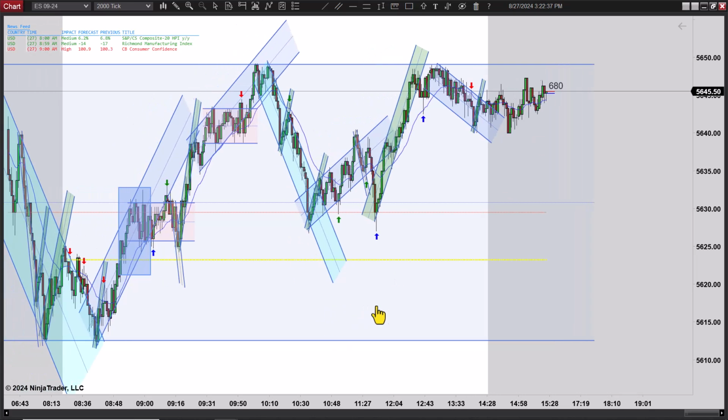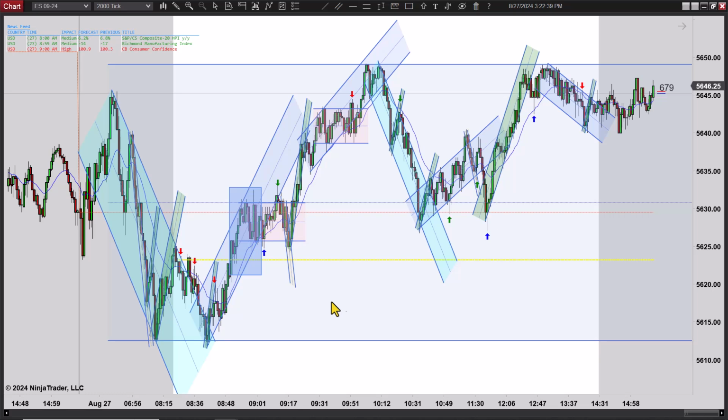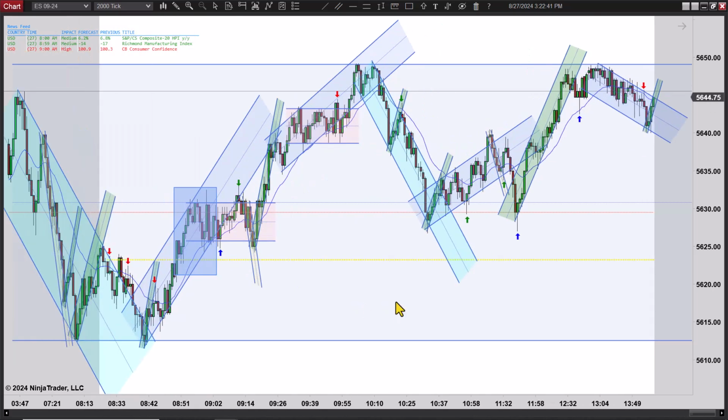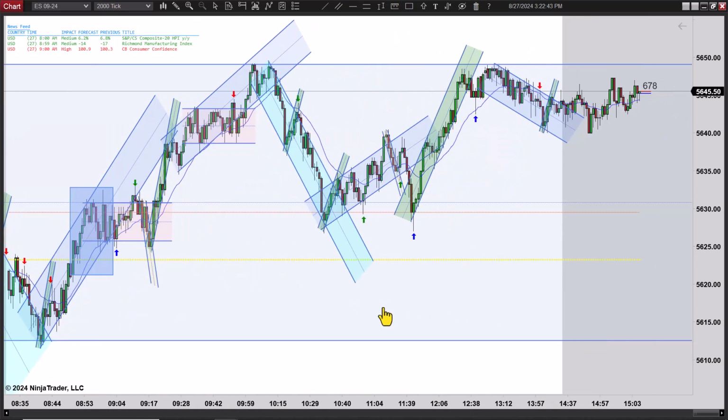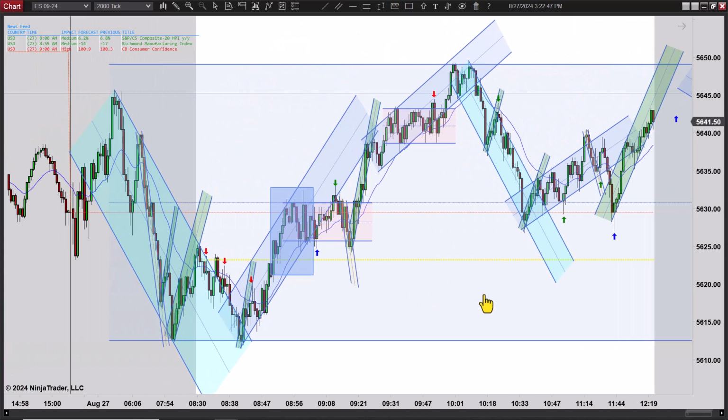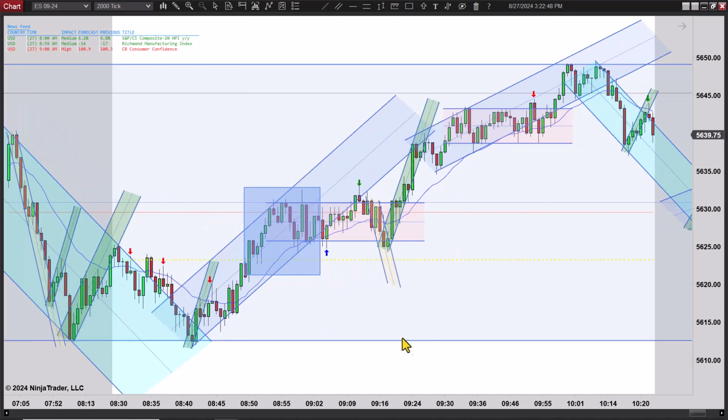I mean, that could change again. We've got 35 minutes, so that could change, but the market's moving really slow right now, so I don't foresee it changing too much, but you never know. But let's zoom in here.